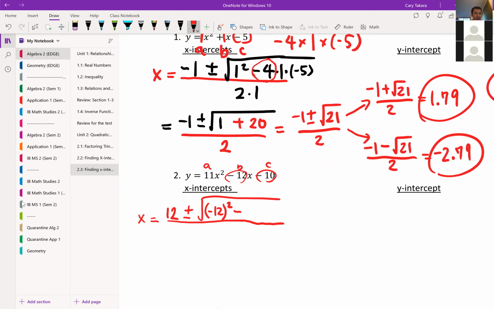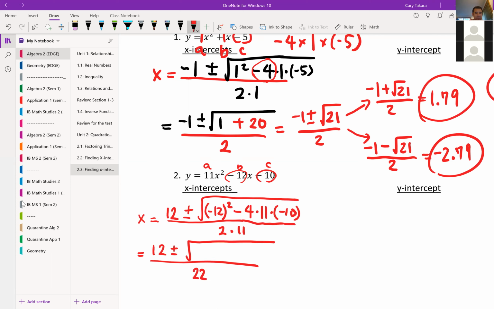Minus 4a times 2 times 11. Again, anytime you are dealing with a negative number, let's put them in parentheses. Okay, we're able to do that. Now let's simplify. That's 22 is the bottom.